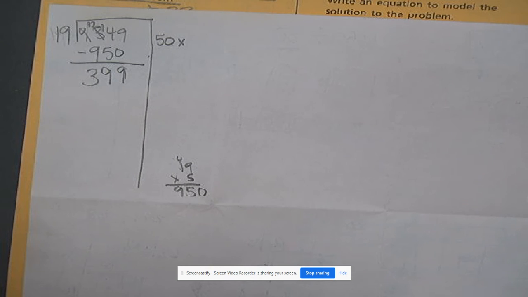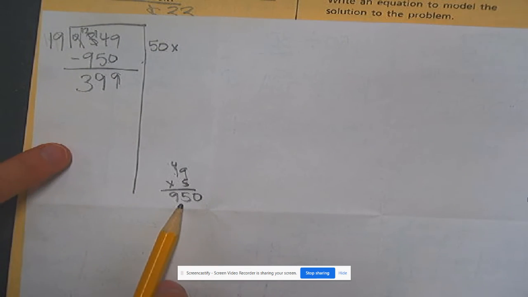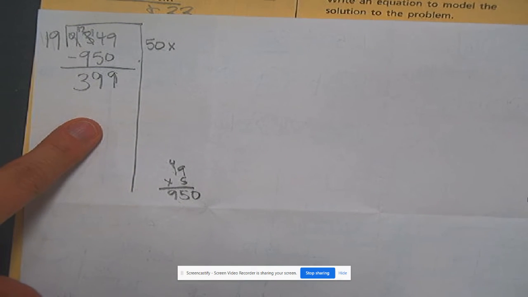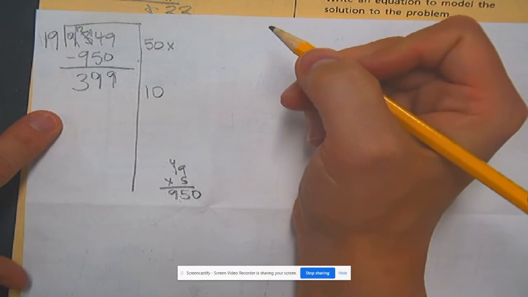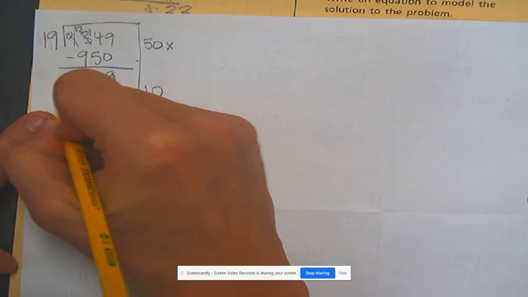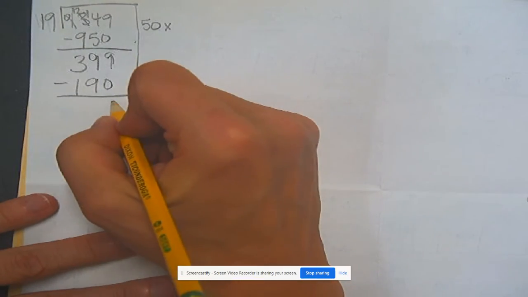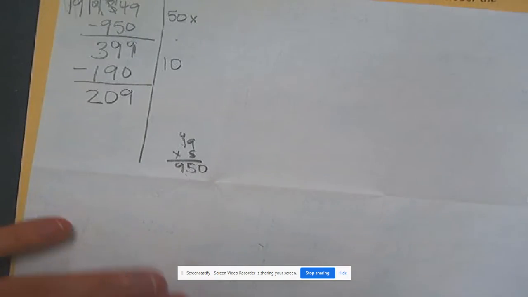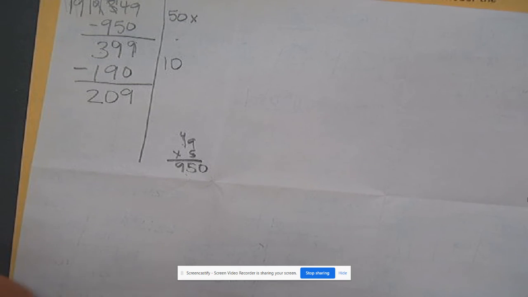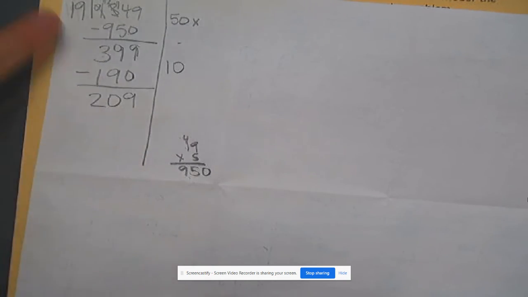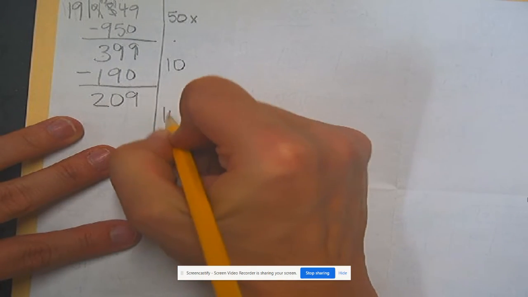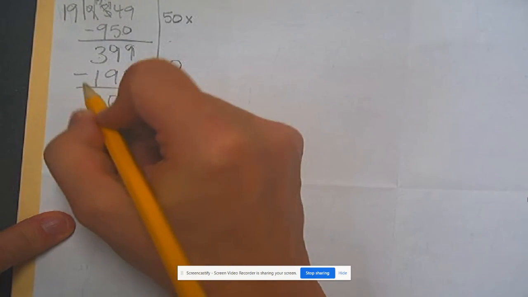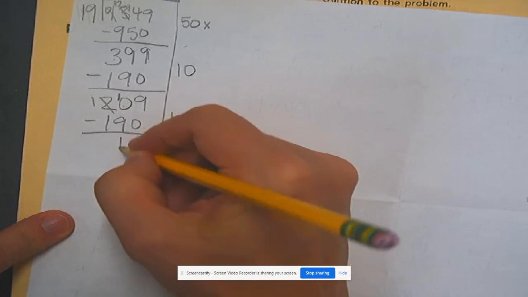Okay. How many groups of 19? Here's 50. Okay, I'm hearing 10. Let's try 10. Okay, 10 times 19 is what? 190. Good. 9 minus 0 is? 9 minus 9 is? 3 minus 1 is? 2. We still going? Yep, because our answer is still larger than our divisor. So again, 10. 10 times 19 is 190. Can I take 9 from 0? I cannot.